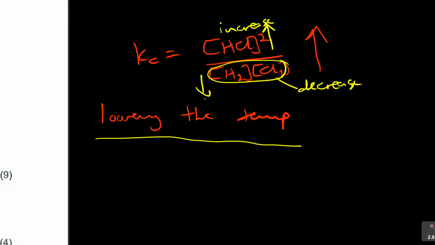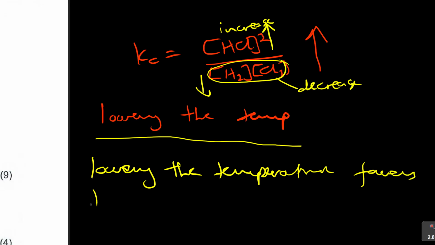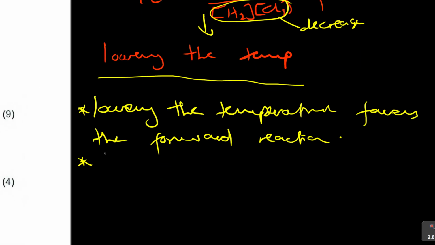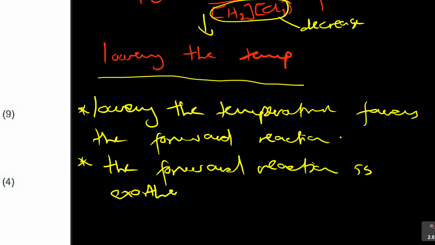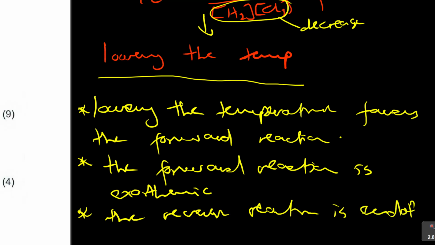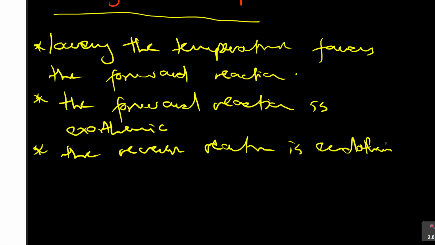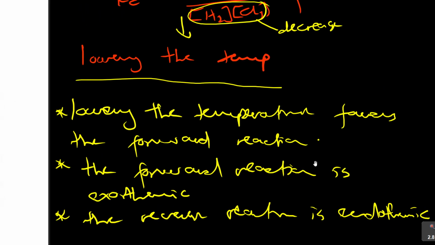That's what they're saying. Explain now what is actually happening. So we are going to say now, lowering the temperature favors the forward reaction. That's the first part. And then number two, you're going to say the forward reaction is exothermic, and then the reverse reaction is endothermic. That's what they will be wanting there. Forward reaction is exothermic. Reverse reaction is endothermic.